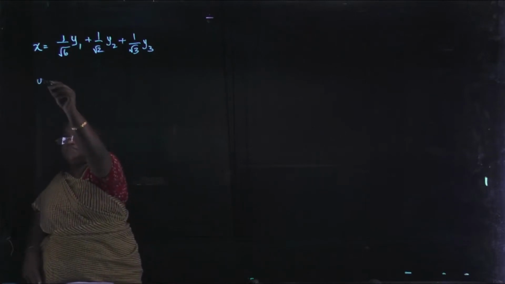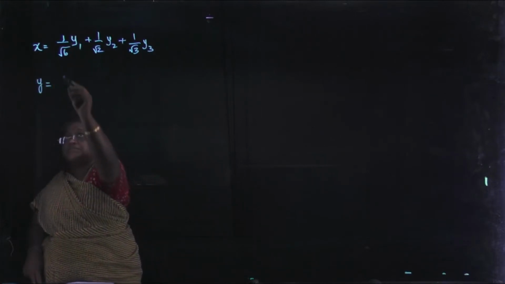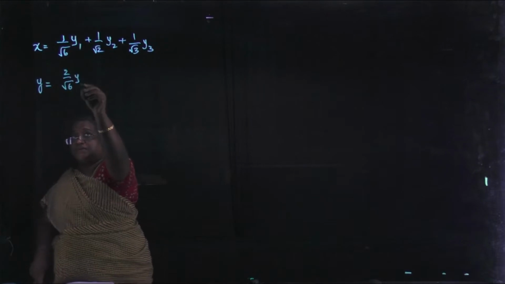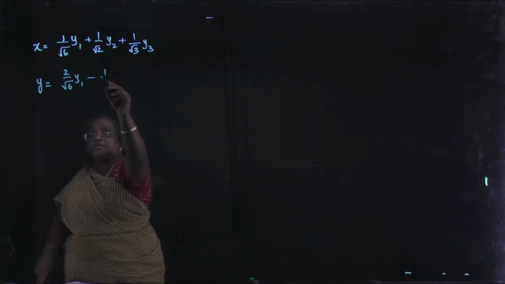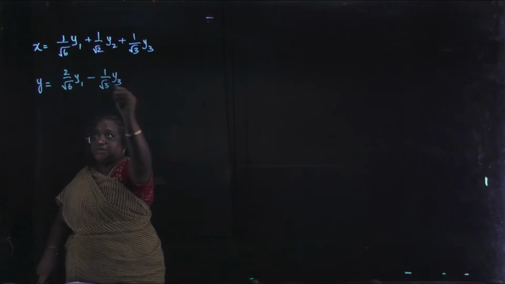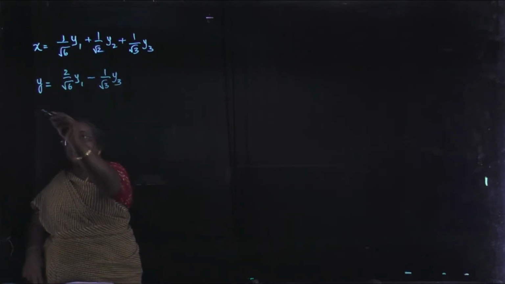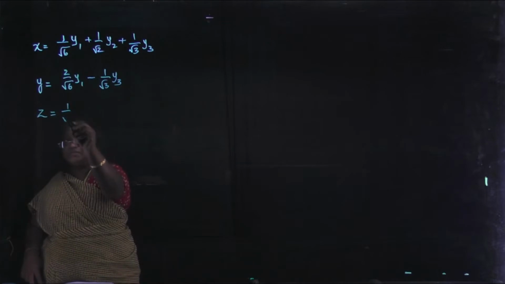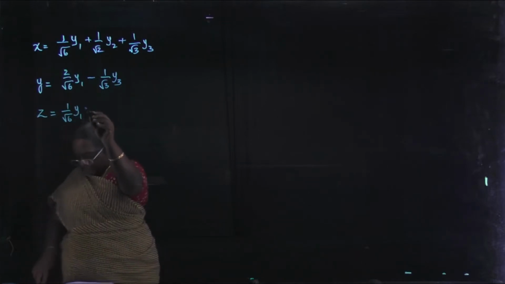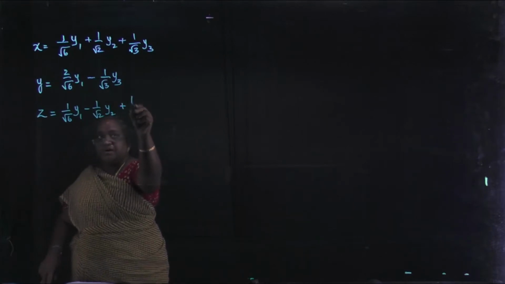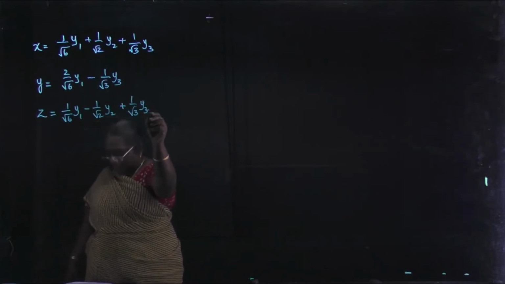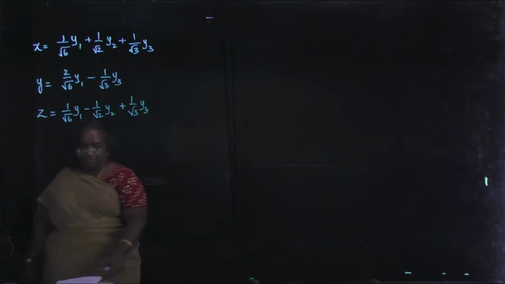So similarly y is equal to, we write it as 2 by root 6 y1, minus 1 by root 3 y3, because the other value is 0 there. Similarly z is equal to 1 by root 6 y1 minus 1 by root 2 y2 and 1 by root 3 y3. So this is how we reduce it to orthogonal form.